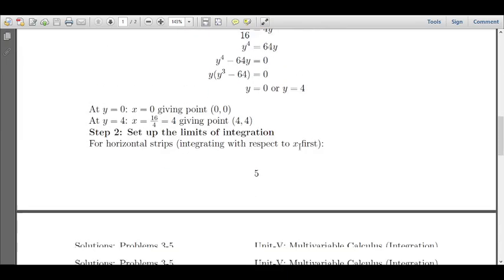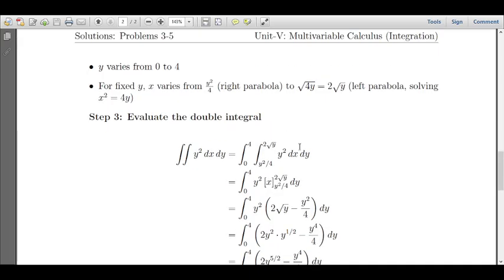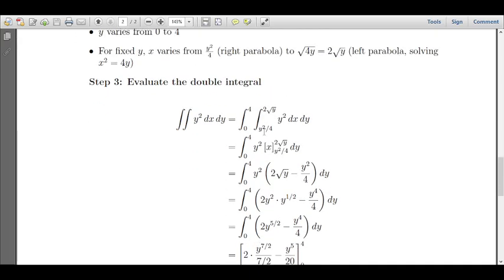Plug in these limits, so we will get x varies from y square by 4 to 2 root y, and y varies from 0 to 4. y square, because y square is our integrand, dx dy, because the order of integration is first with respect to x.